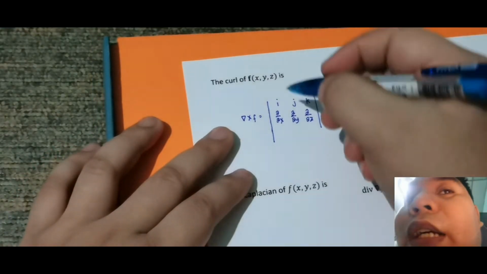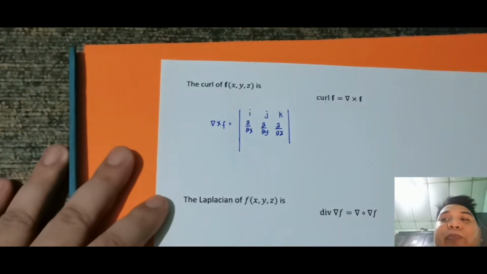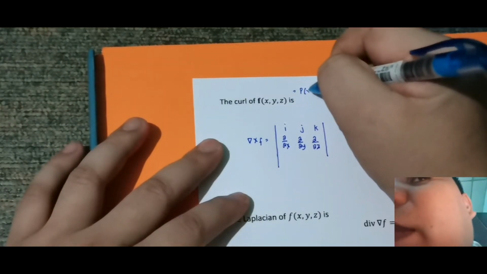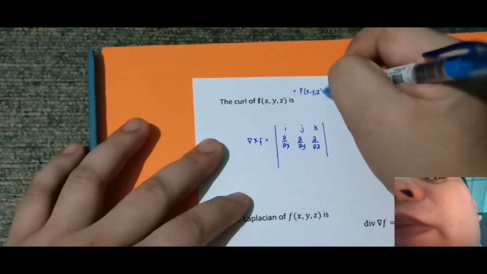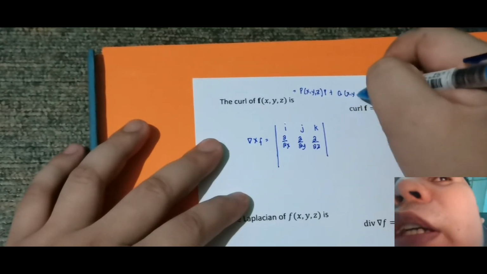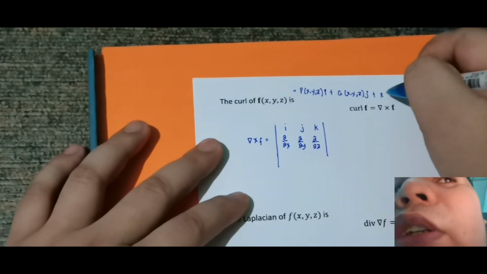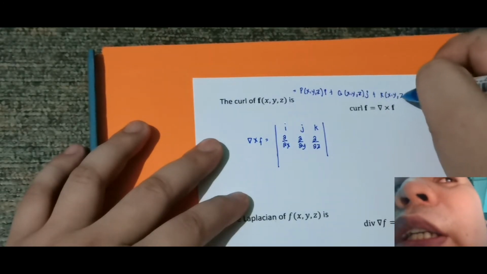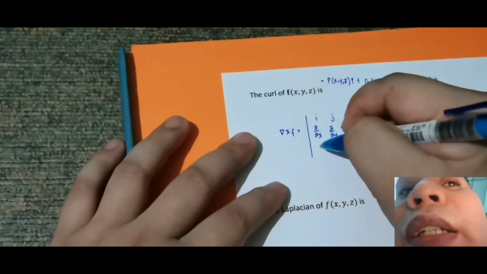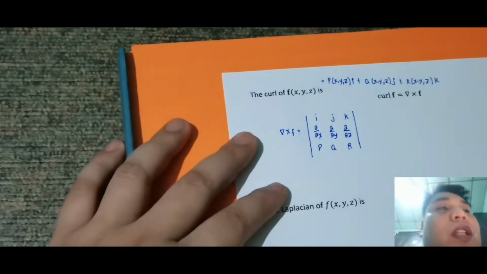So ito yung laman ng f natin, can be written as, assuming yung f natin, yung vector field natin, is yung ating P of x, y, z i plus Q of x, y, z j plus R of x, y, z k. Okay, so meaning ito ay P, Q, and R. So check natin kung tatama yung solution.